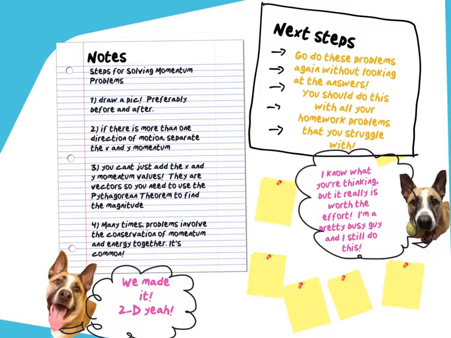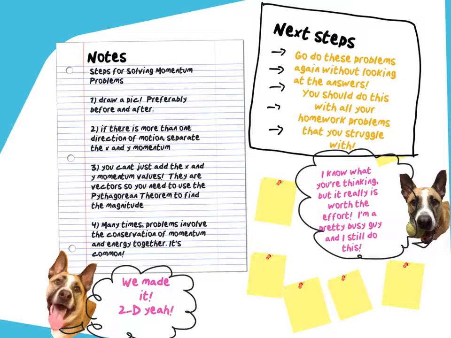All right, we made it through. All right, so just want to make sure we go over some important points here. You want to draw a picture, preferably before or after. If there's more than one direction of motion, separate the x and the y momentum. You can't just add them as scalars. And that's number 3. You can't just add them as scalars. It's a really big deal. You got to use Pythagorean theorem, and you have to write them as vectors using your i hat and j hat unit vectors.